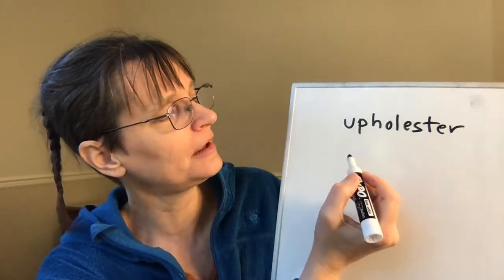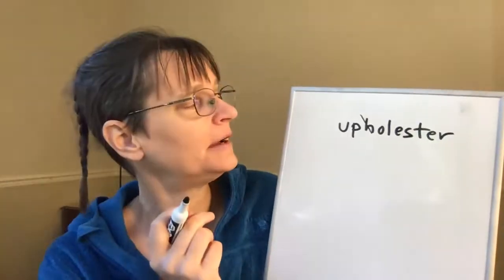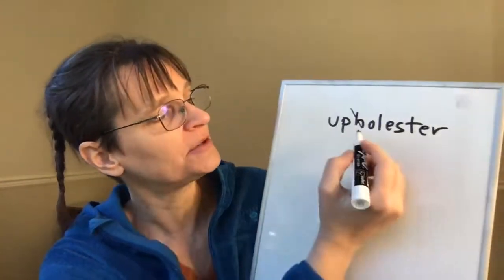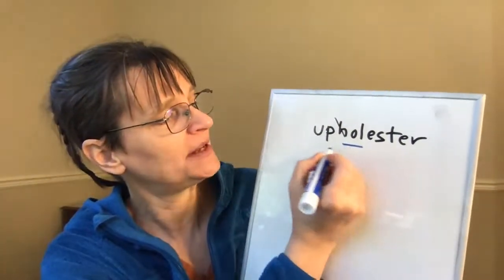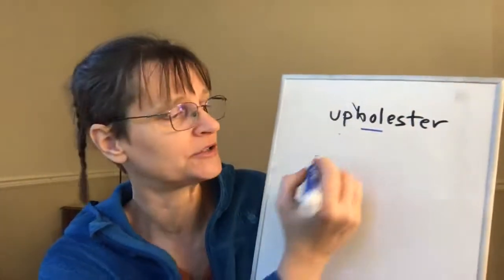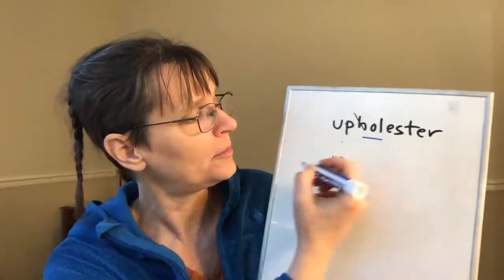Upholster. The H is pretty much silent. Upholster. Upholster. I'm just checking the syllable stress. So it has second syllable stress, which means the up is pretty short and unstressed. It is just like the word up, same vowel sounds. Upholster.